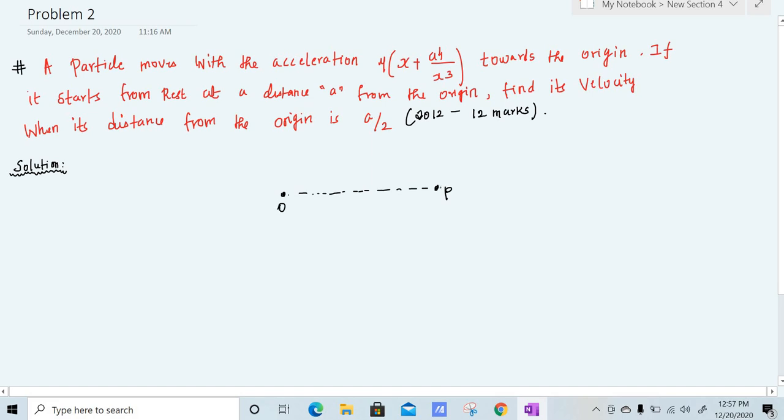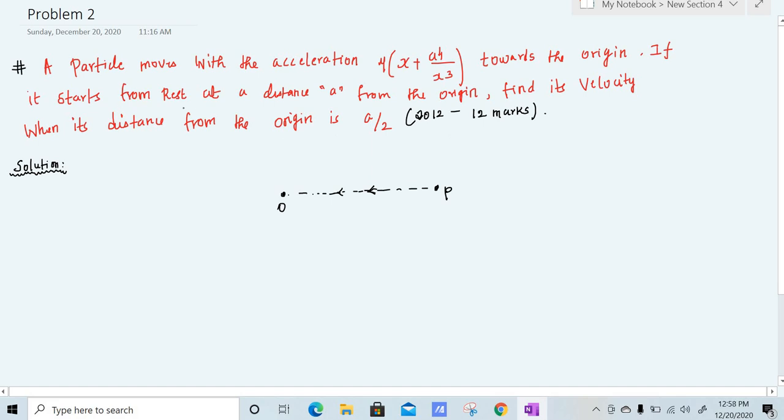So this is the origin, this is some particle, and it is moving towards the origin, so the direction is like this. It moves with an acceleration mu into x plus a power 4 divided by x cube towards the origin.